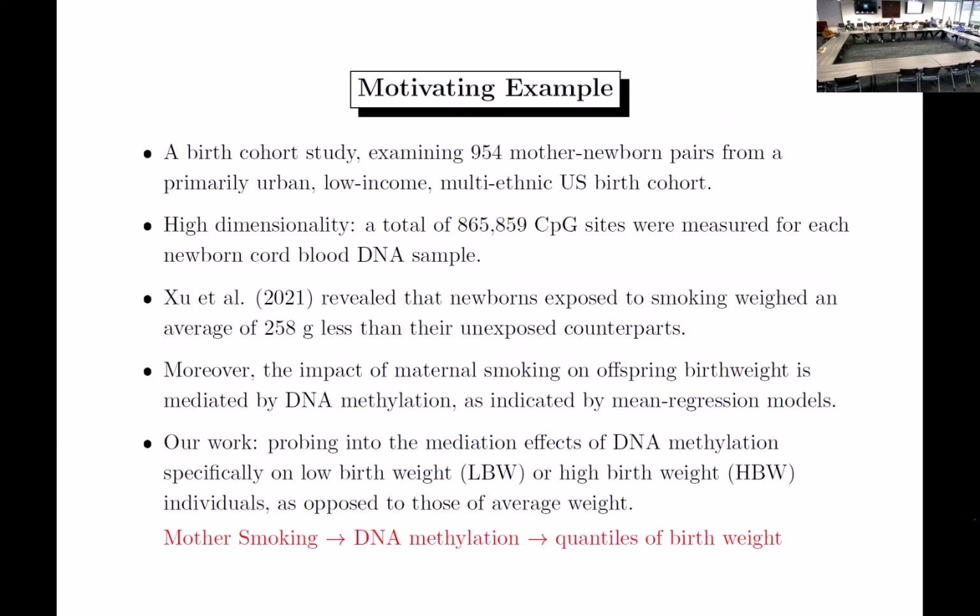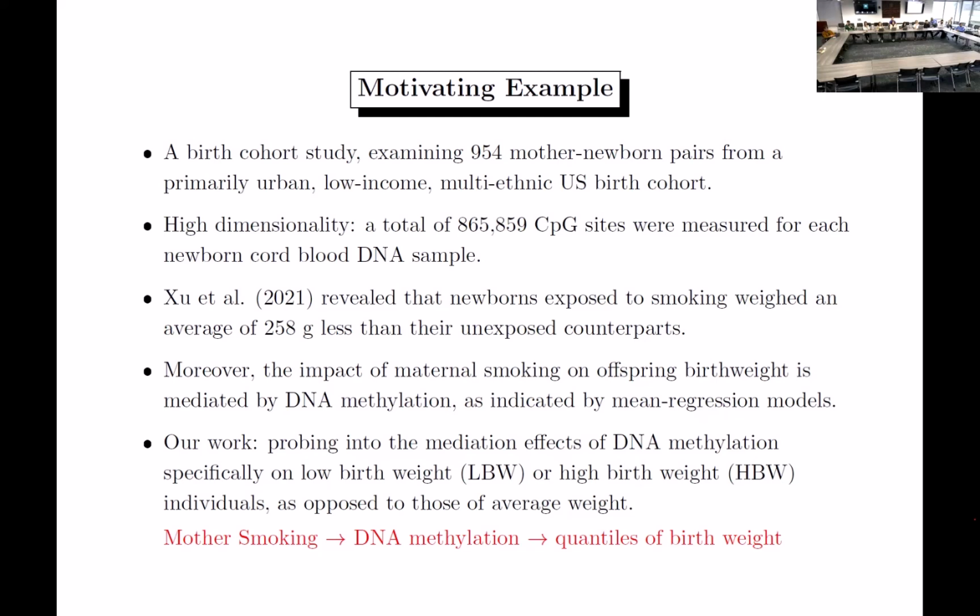Here we show our motivating example. This is a birth cohort study. We examine 954 mother-newborn pairs from a primarily urban, low-income, multi-ethnic U.S. birth cohort. The dimension is very high, about 865,000 CpG sites. We use the newborn cord blood DNA samples. And Xu et al. revealed that newborns exposed to smoking weighed an average of 258 grams less than their unexposed counterparts. So smoking can reduce the birth weight.